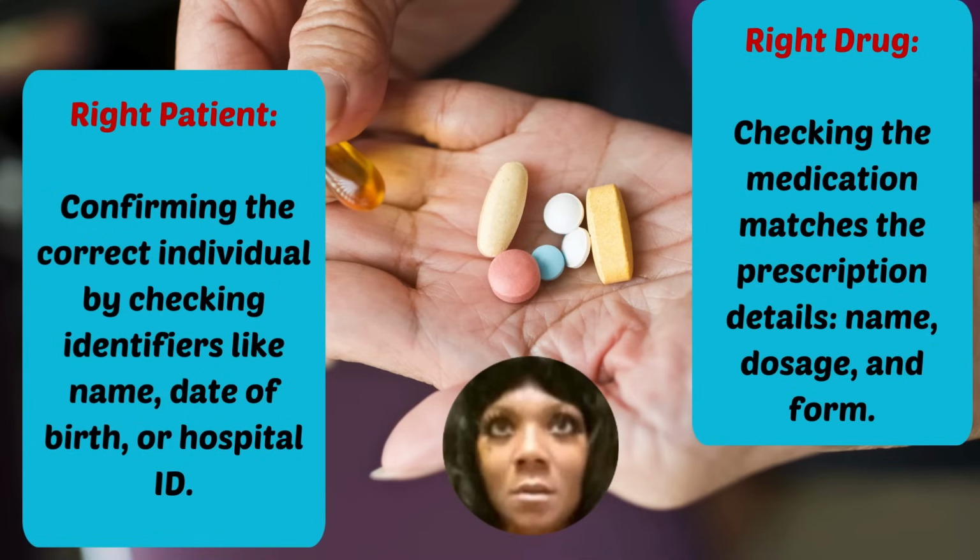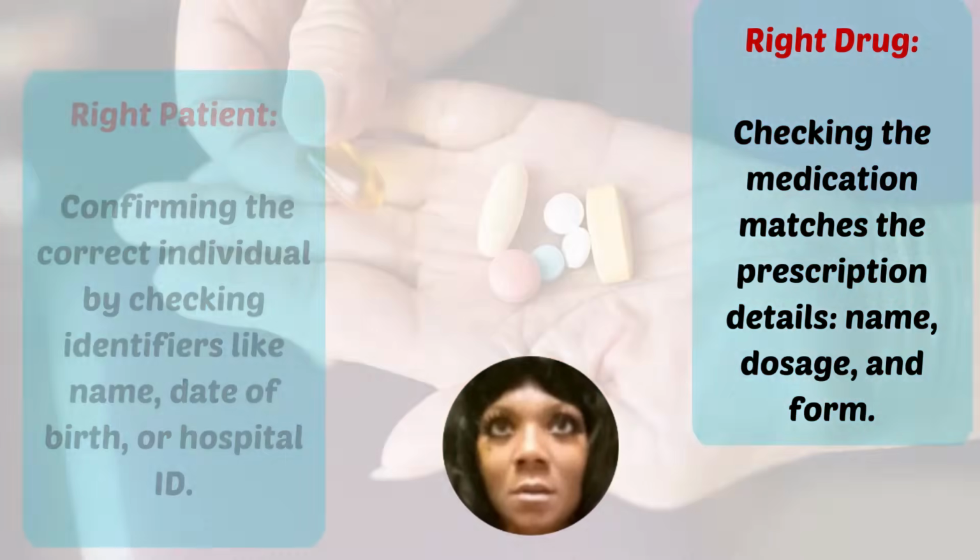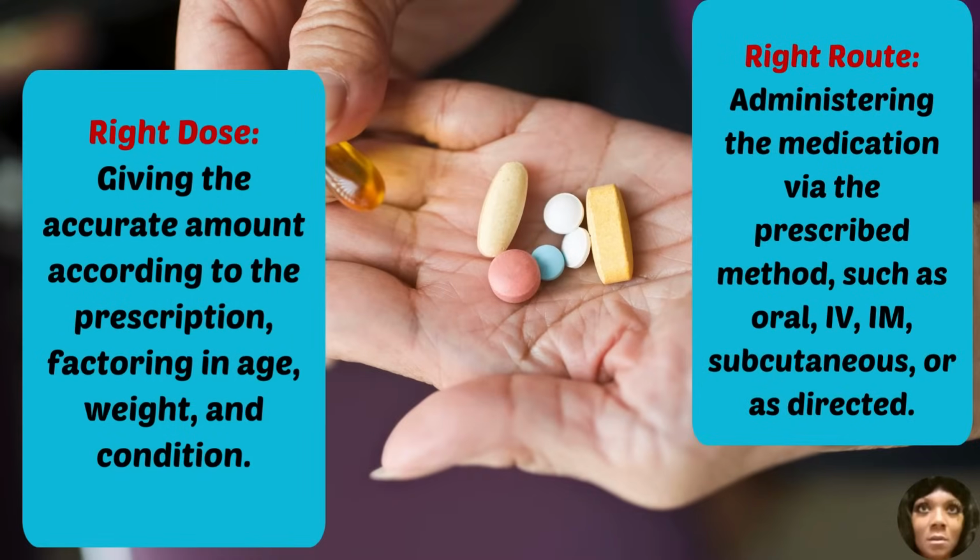Okay, moving forward, the next one is the right drug. Checking that the medication matches that prescription detail: the name of the drug, the dose of the drug, and the form of that drug. Is it a pill? Is it IV? Is it IM? All that stuff. Very, very critical. The third right is the right dose. So you want to make sure you're giving the right and accurate amount of medication according to the prescription.